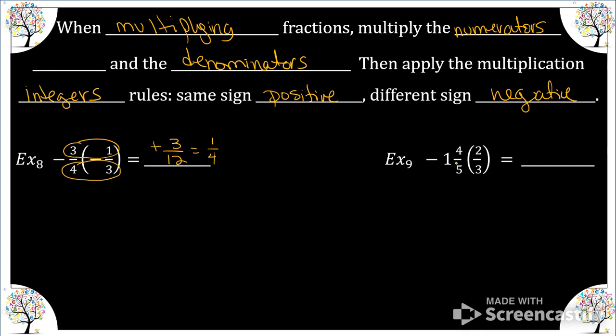Number 9, we have a mixed times a proper fraction. So I'm just going to convert this to improper. Our answer is going to be negative because a negative times a positive yields a negative product. 5 times 1 plus 4 is 9/5 times 2/3. So we simply have negative 18/15. We can simplify first by a factor of 3. And then if we want to convert it to mixed, we get -1 and 1/5.